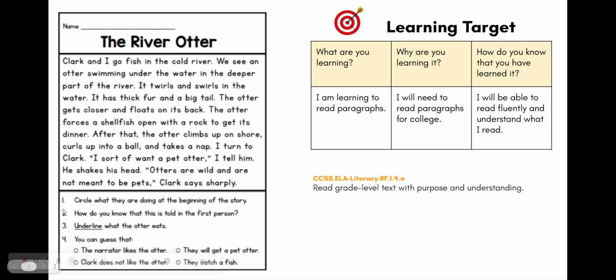So our first question is circle what they are doing at the beginning of the story. So I'm going to read it and then we're going to circle what they do at the beginning. Here we go. You repeat after me, okay? Clark and I go fish in the cold river. Repeat. Okay, my turn. We see an otter swimming under the water in the deeper part of the river. Repeat.